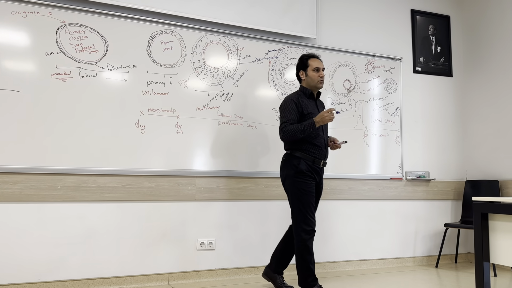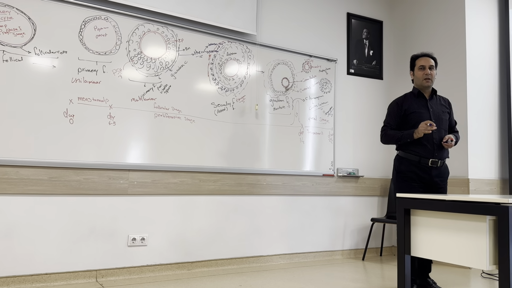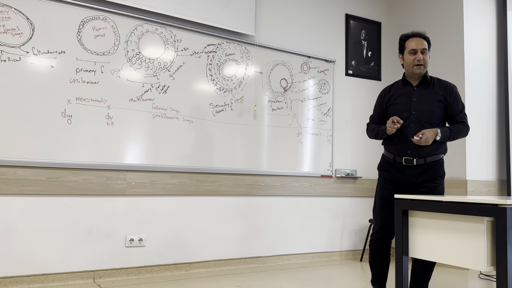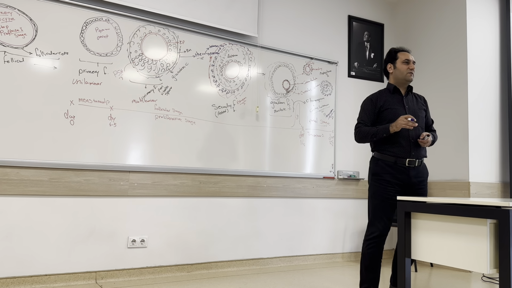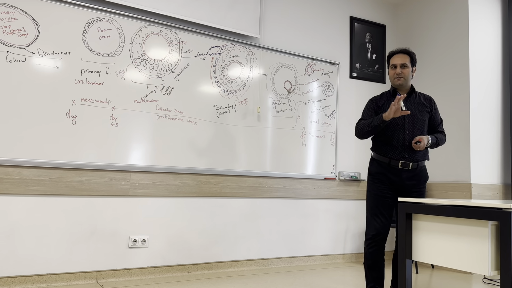And the corpus luteum changes into the corpus albicans, and after a couple of months, it disappears from the surface of the ovary.